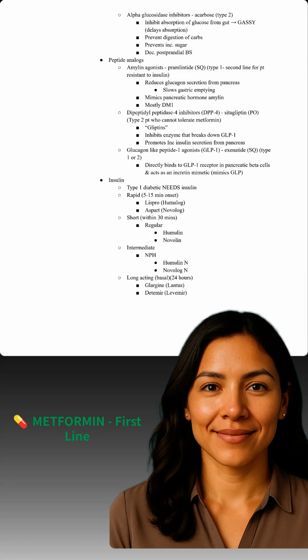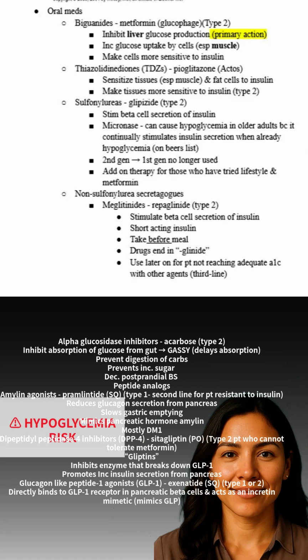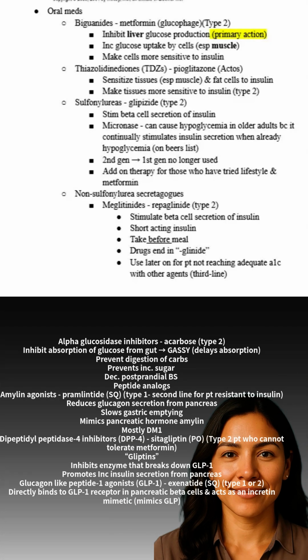Thiazolidinediones, like pioglitazone, enhance insulin sensitivity in muscle and fat tissue, but require monitoring for potential side effects. Sulfonylureas, such as glipizide, stimulate insulin release from the pancreas, but can cause hypoglycemia. Non-sulfonylurea secretagogues offer similar benefits with some unique properties. Each class has specific considerations for patient selection, monitoring, and potential adverse effects.